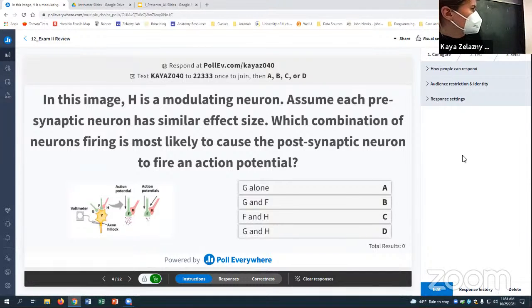This is the same picture, but now we want to know what neurons firing together might be enough to cause an action potential.